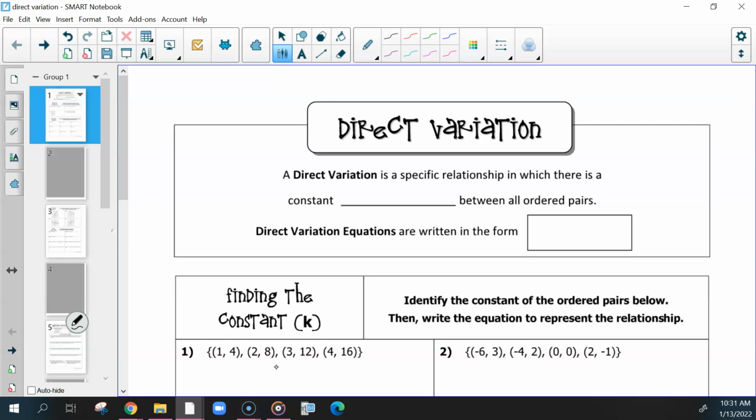So first let's talk a little bit about direct variation. A direct variation is a specific relationship in which there is a constant ratio. You can write that as y over x between all ordered pairs. Direct variation equations are written in the form y equals kx.